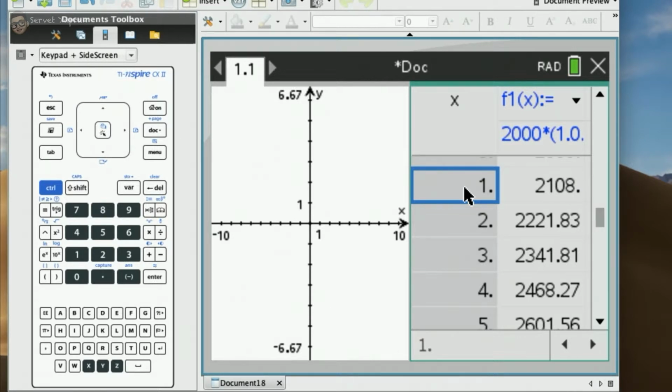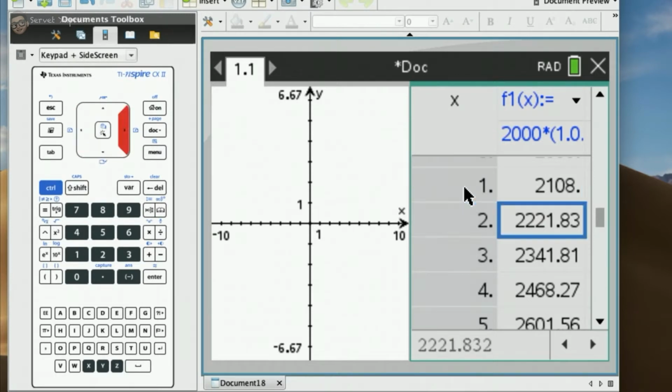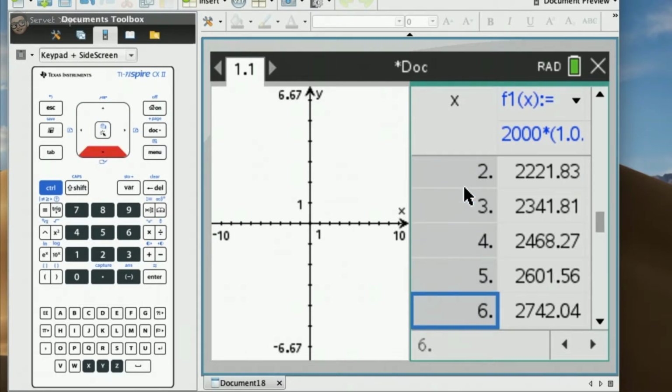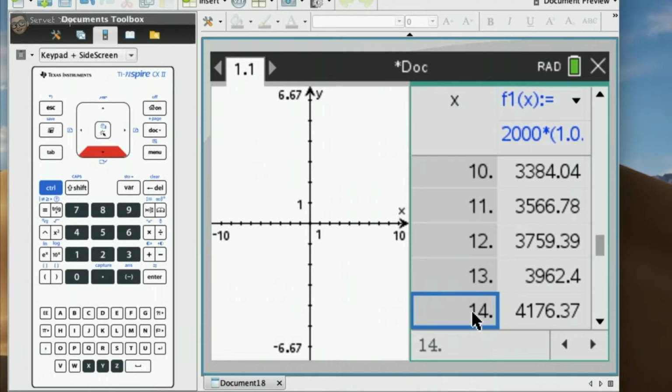So first year there will be this amount of money. At the end of second year there will be this amount. I am looking for when the investment will exceed 4,000. Seventh year there will be $2,890 in the account. 8th year 3,000. 9th year 3,200. 11th year, 12th year, 13th year, and 14th year. So after 14 years there will be more than $4,000 in the account. So our answer is 14.